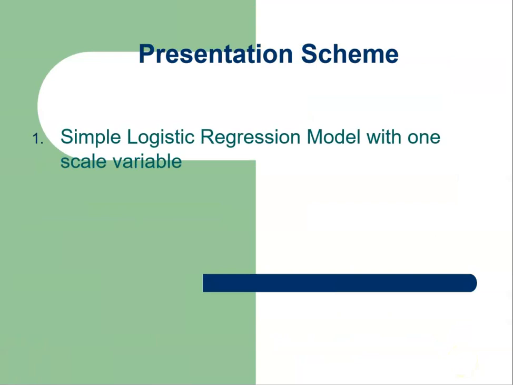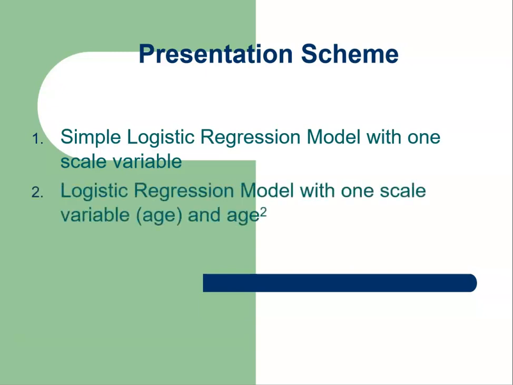Here is my presentation scheme. As I mentioned, I'll run a simple logistic regression model with one scale variable, and then I will run the same model with the one scale variable and its square. That is, my scale variable is age, so I will use age and age square in the regression model.